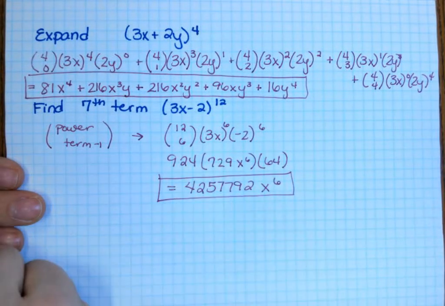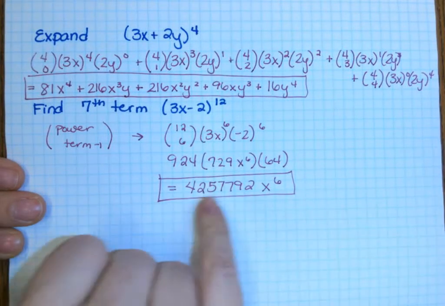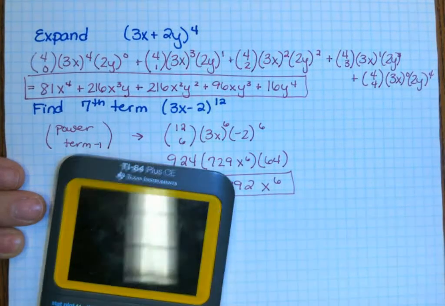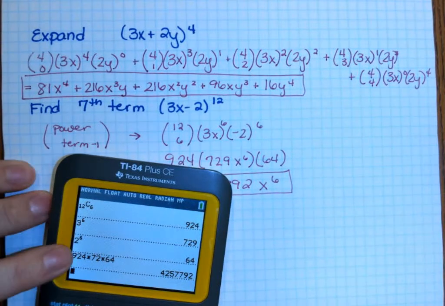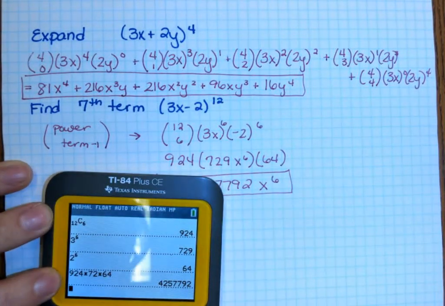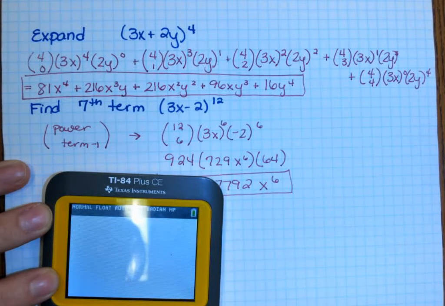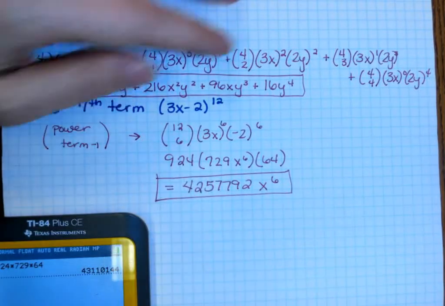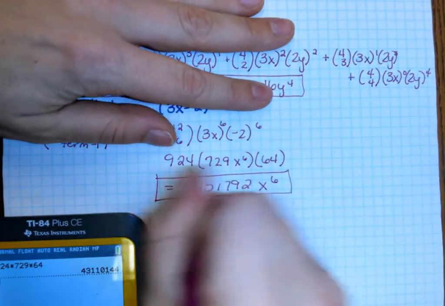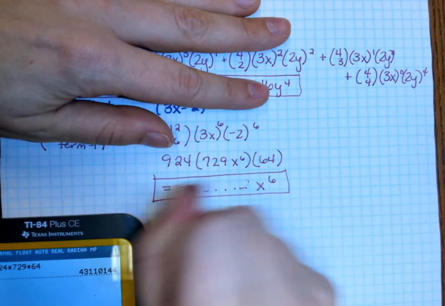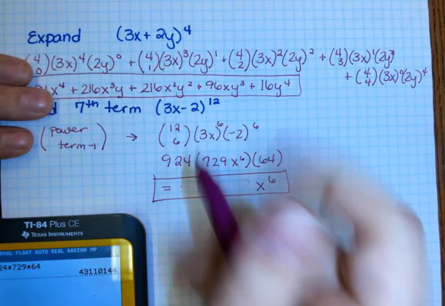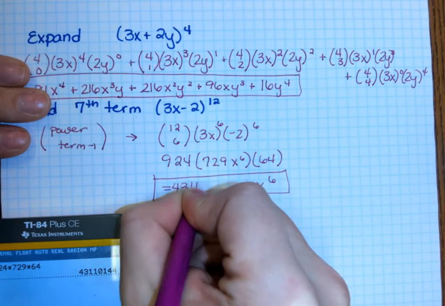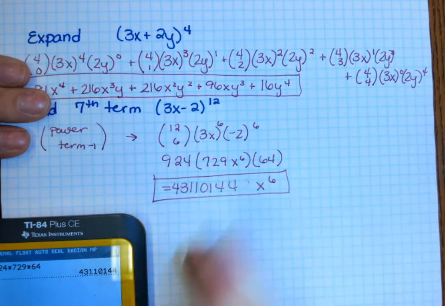Allie? You didn't get this? Okay, did I hit it? I might have typed it in wrong. 924. Yeah, I did 72 instead of 729. Okay. Times 729 times 64. I just hit the wrong button on my calculator. It's okay. Or I left off a button. So that is 43,110,144. Is that better?